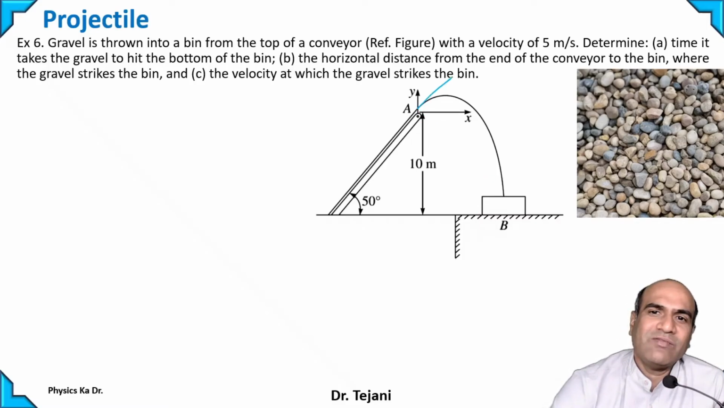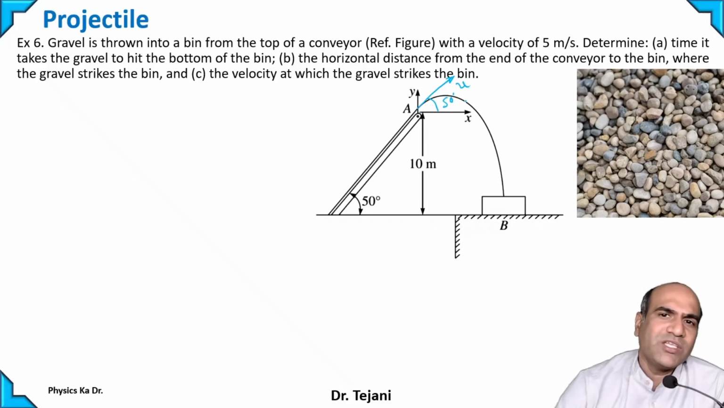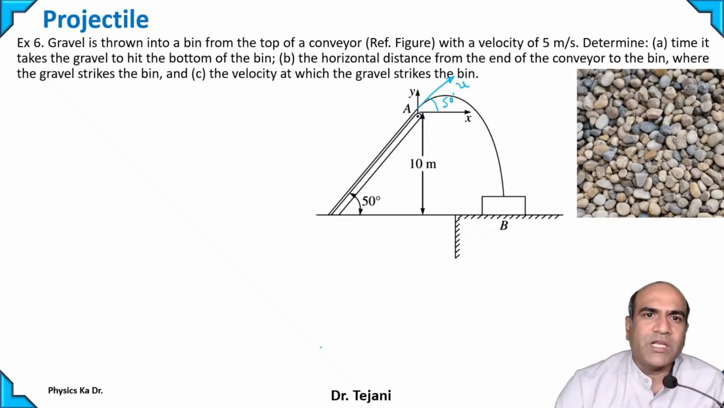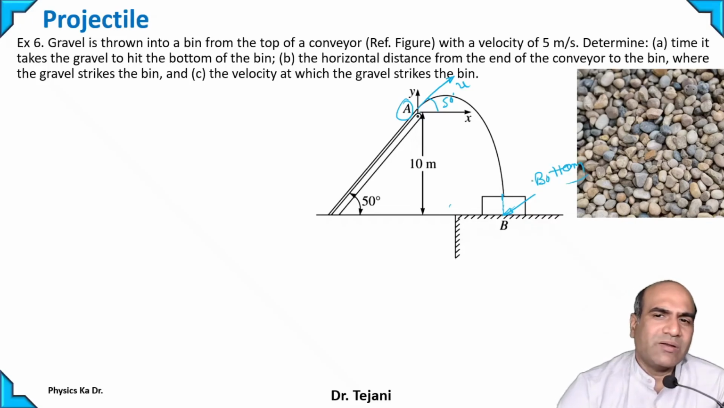So here, the initial velocity of this gravel is u, and that angle is 50 degrees. So for that also, it should be 50 degrees. There is no change with this. So gravel is thrown into the bin from the top of the conveyor with a velocity of 5 meter per second. Determine the time from point A to when it reaches the bottom of the bin, right? So this height is not required, because it is reaching the bottom of the bin, not the gravel. Gravel is this. This is the gravel.